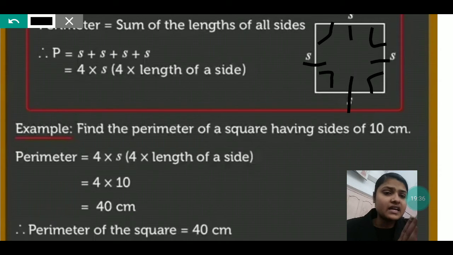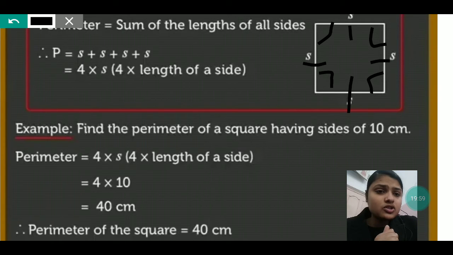So if the length of the side is given as 10, then 4 into 10 gives you the sides of all four corners. Doing 4 into 10, you get 40. 40 means the total length you have calculated for this particular given square. If you know one side, then you can easily find the other sides.